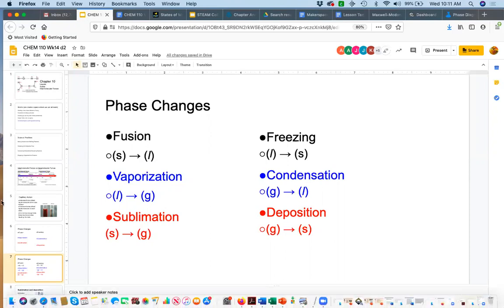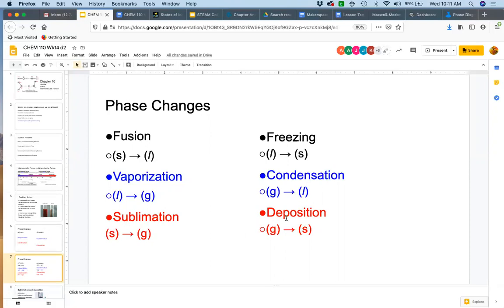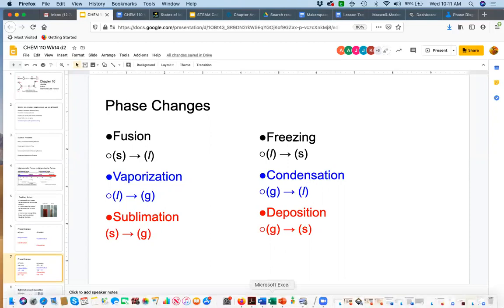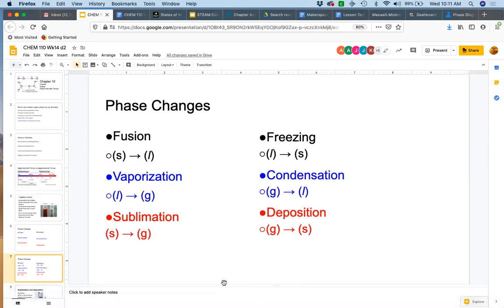And then the last pairing is sublimation and deposition. This is probably the one that folks are less familiar with because we don't talk about it as often as we talk about vaporization and condensation or fusion and freezing. But sublimation and deposition is what Mackenzie described. That's going from a solid to a gas or a gas to a solid and skipping the liquid phase.